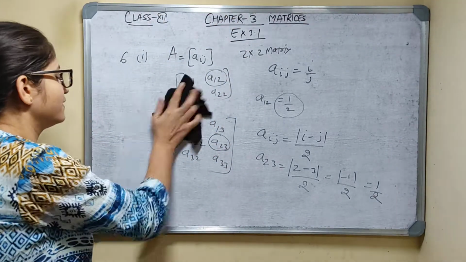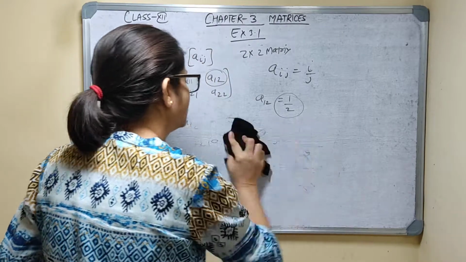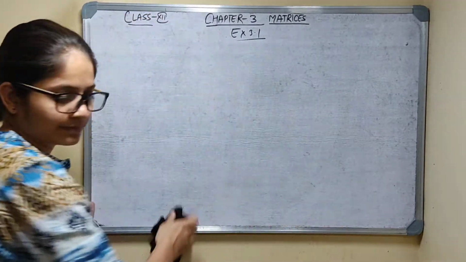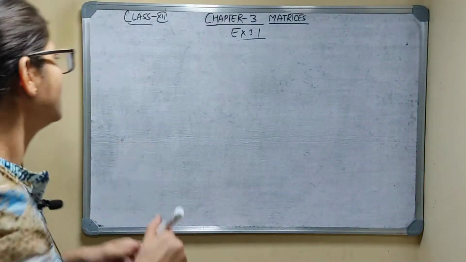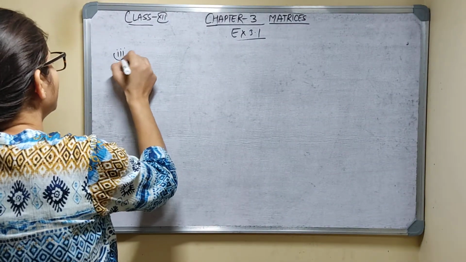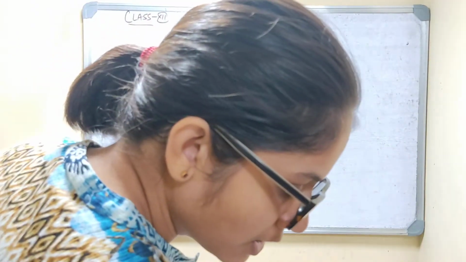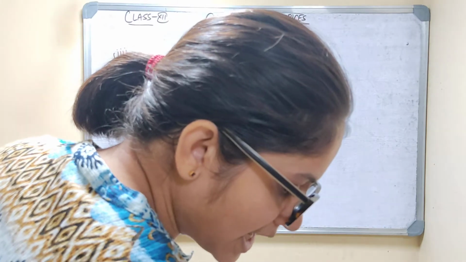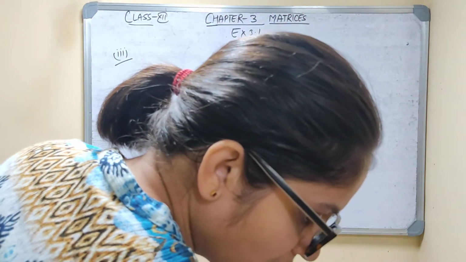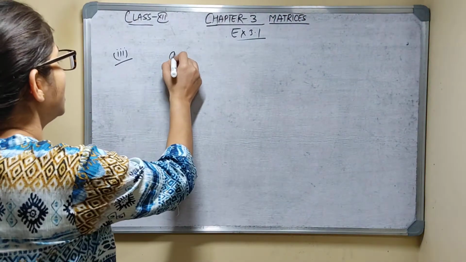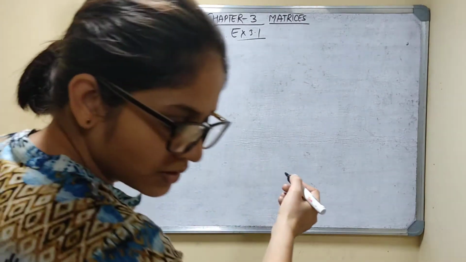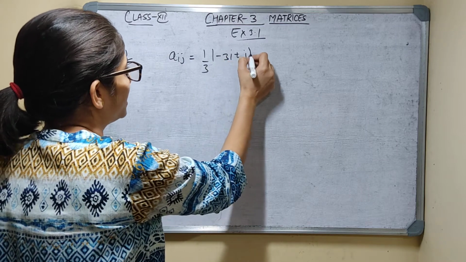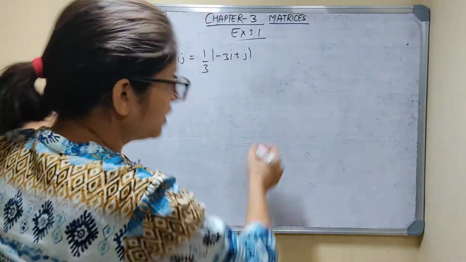Now third part, sixth question third part. If A is a 3 into 3 matrix whose elements are given by Aij is equal to 1 by 3 mod of minus 3I plus J, write the value of A23.